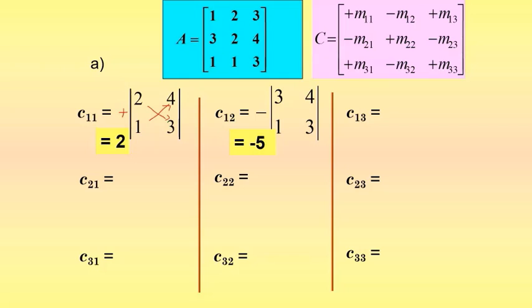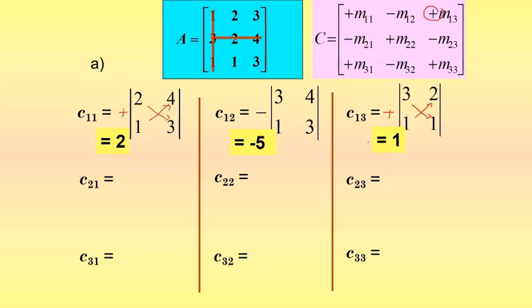C13, sorry, by deleting the first row and third column. So the remaining is 3, 2 and 1, 1. So the sign in front of this is positive, according to these signs. Okay, in order to find the value, downward minus upward arrow. So we have 3 minus 2, so we have 1. And similar with the others.